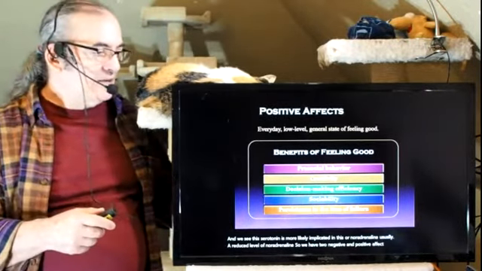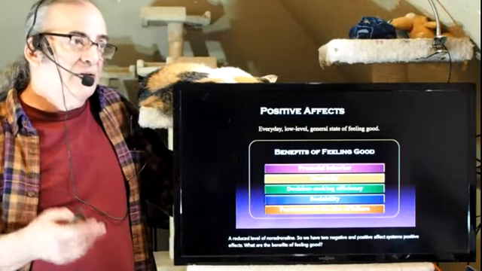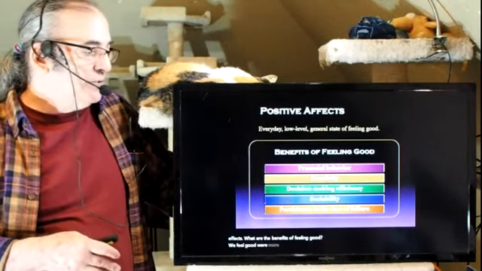Now, positive affect: what are the benefits of feeling good? Well, when we feel good, we're more likely to engage in pro-social behavior.